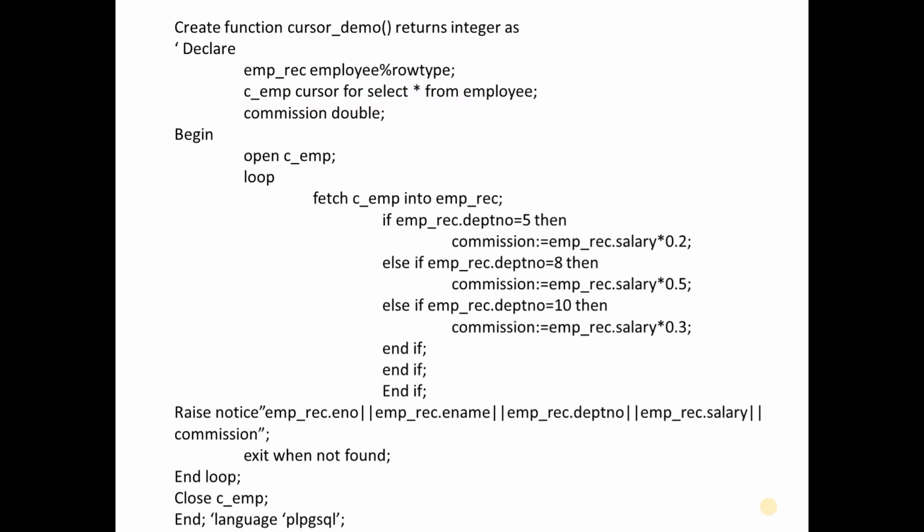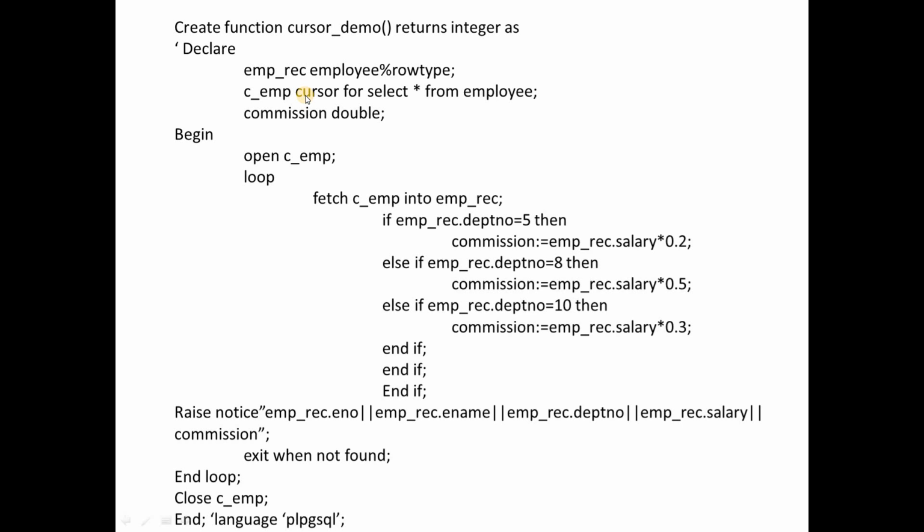So for that we have to write a function, and in that we have to define a cursor. So first of all, we have to create a function. For that, the create function clause is used here. After that, you have to provide a function name, which is cursor demo, I provided here. This cursor demo returns an integer type of value. After that, your declaration section starts here.